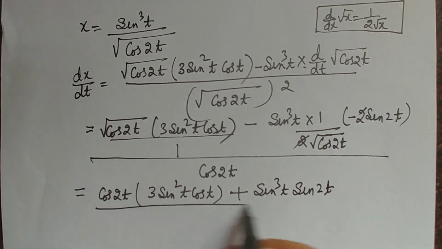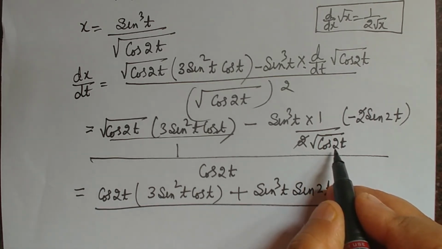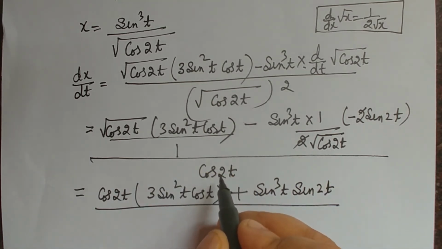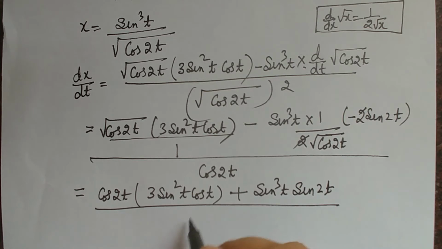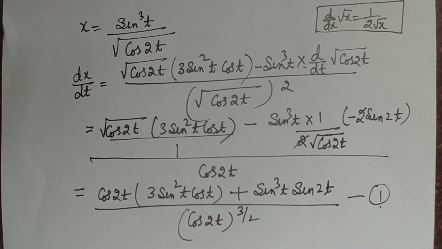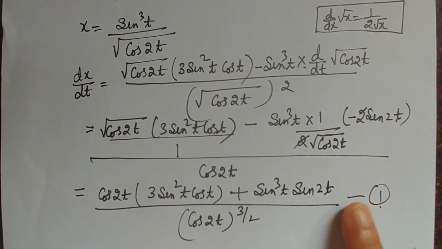And this cos 2t root is the LCM. When 1 power of this and half power of this are combined, it will be cos 2t raised to power 3 by 2. So this is your derivative number 1. The rest of the things we'll solve later on, because it requires thinking about how we should solve it to reduce it. So we will see it later on.